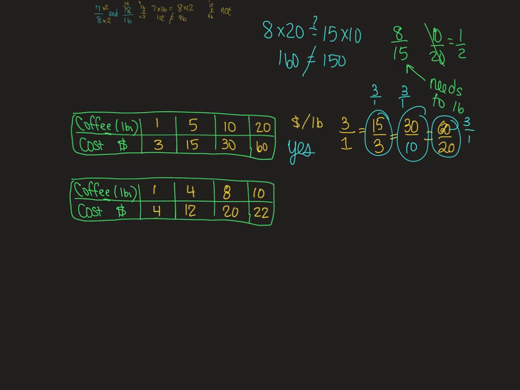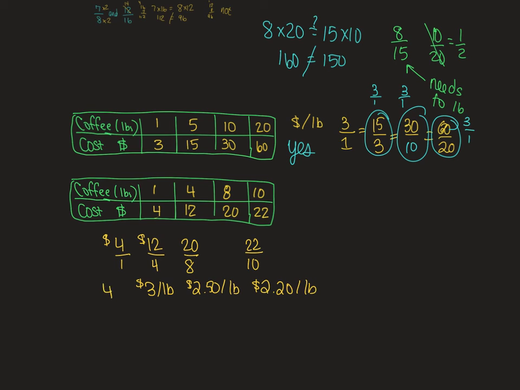Let's look at the second table. This is another company who is going to sell you some coffee, and they're going to charge you $4 for a 1 pound bag, so $4 per pound. But if you're willing to go up a little bit, you can spend $12, you can get 4 pounds. Well, that's $3 per pound. If you can go even bigger, you can spend $20 and get 8 pounds, that's $2.50 per pound. And finally, if you're willing to get 10 pounds of their coffee, it's only going to be $2.20 per pound.